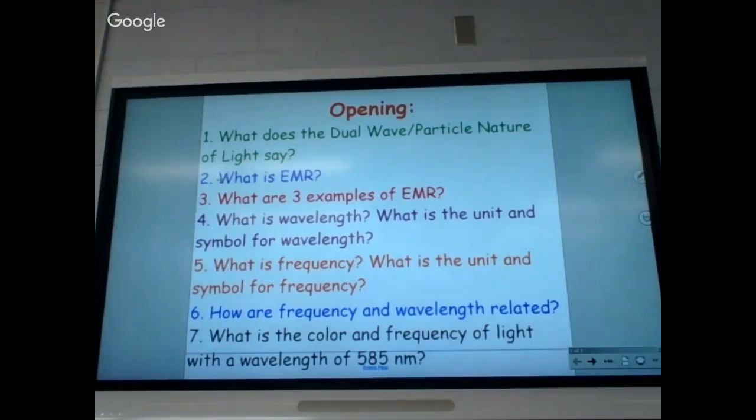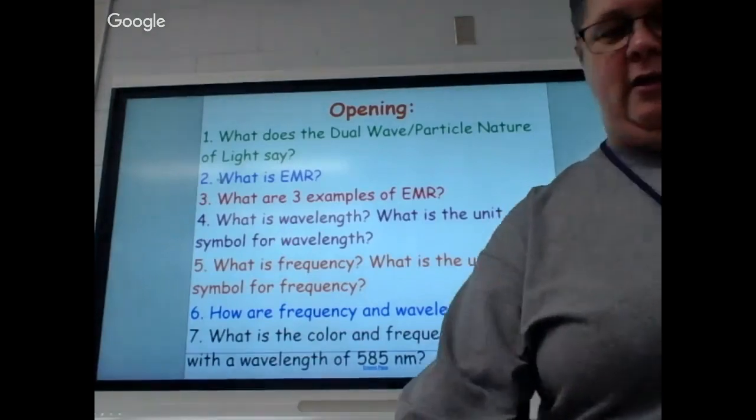All right, what is frequency? The number of waves that pass a given point in a given amount of time. What's the unit? Hertz. And what's its symbol? It's an italicized nu. Now, I did forget to tell you the definition for hertz yesterday.